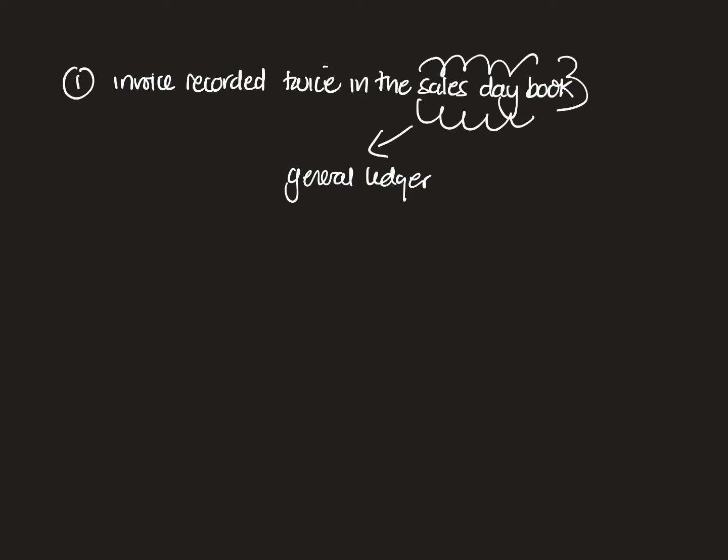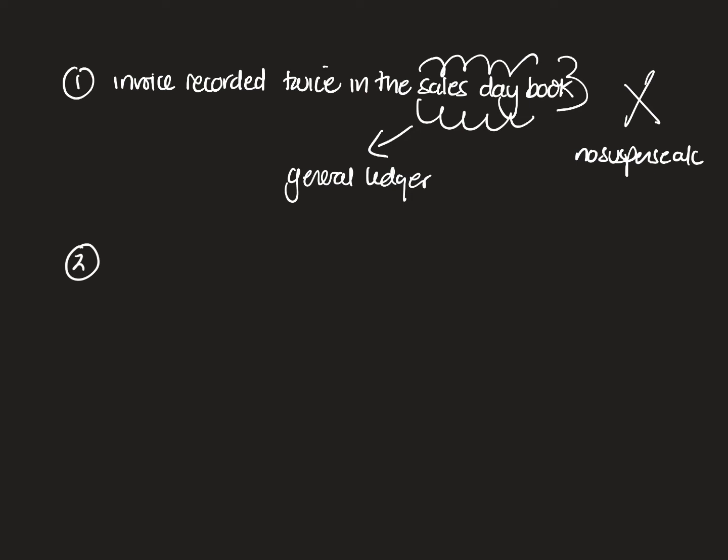The mistake here is within the book of prime entry, which means when they're posted to the general ledger, both the debits and credits are overstated by the same amount. This transaction, therefore, doesn't actually require a suspense account to correct it. Okay, all you would do is reduce the postings in the general ledger for both the sales and the receivables. Let's move on then to transaction 2.